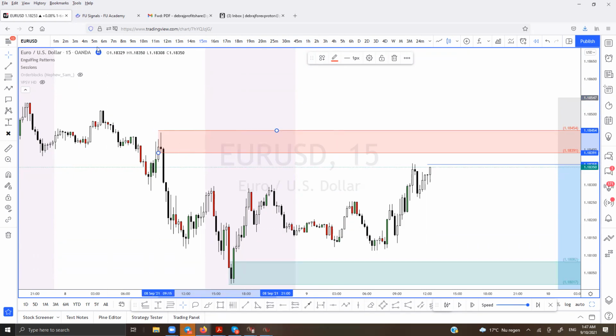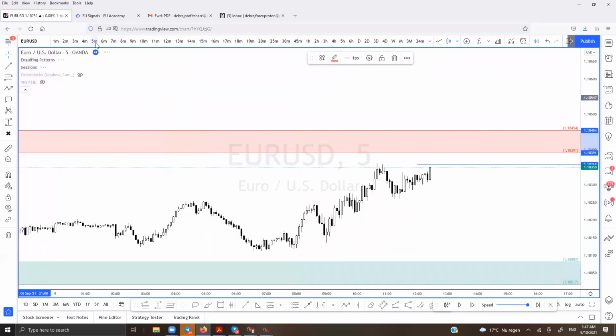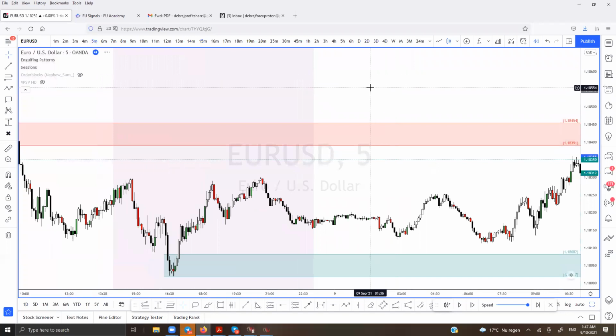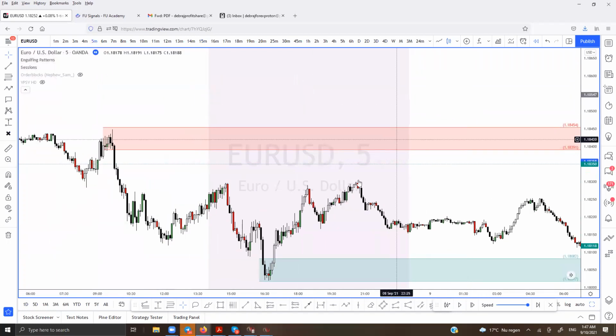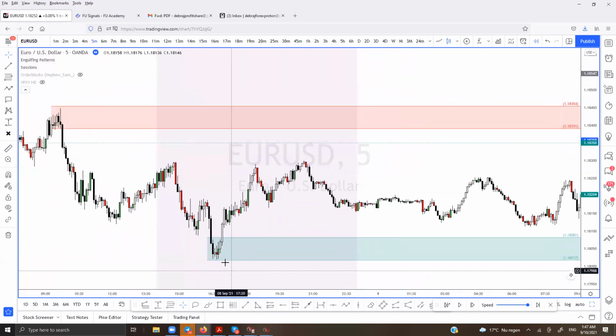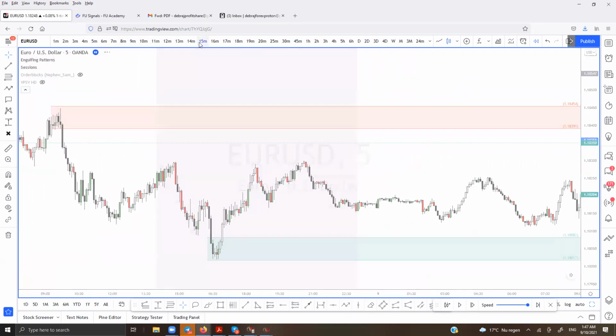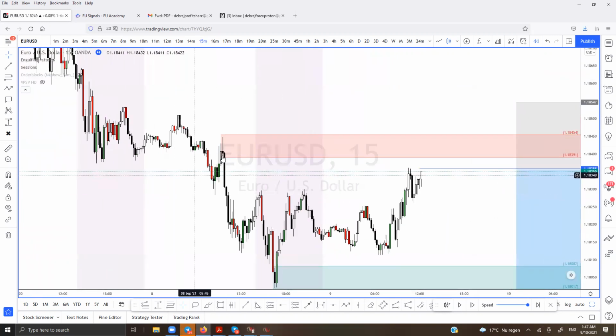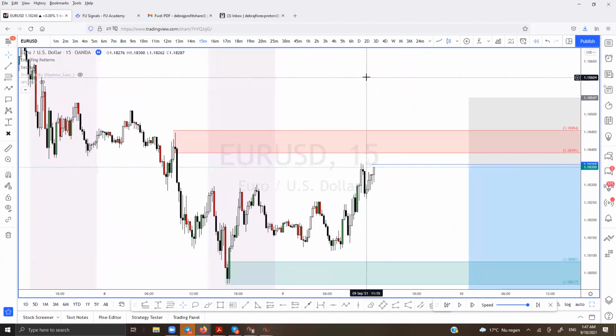And if you can also refine to M5 if you want, maximum don't go below M5. If you can go to M5 also to mark your unmitigated zones. Say for this example, I'm going to show you an M15. So yeah, that was an unmitigated zone. So now when the price comes here at your zones, now look for entry.